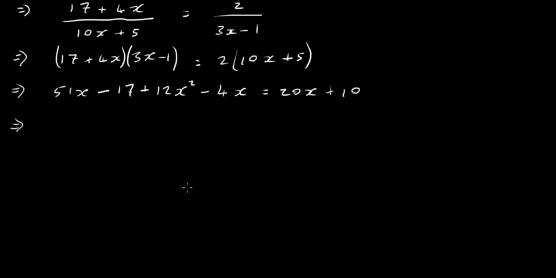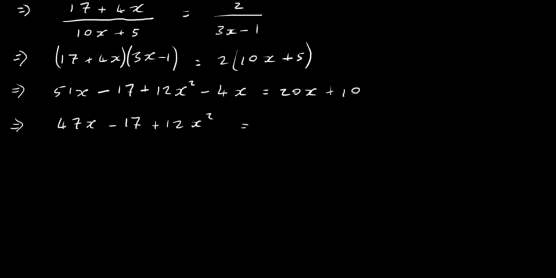Okay, so let's just simplify everything down. Let me see, I've got a 51x and I've got a minus 4x here. So 51x minus 4x, that'll give me 47x. I've got a minus 17, no other numbers here, I'll just leave that as it is for the moment. And then I've got the plus 12x squared.